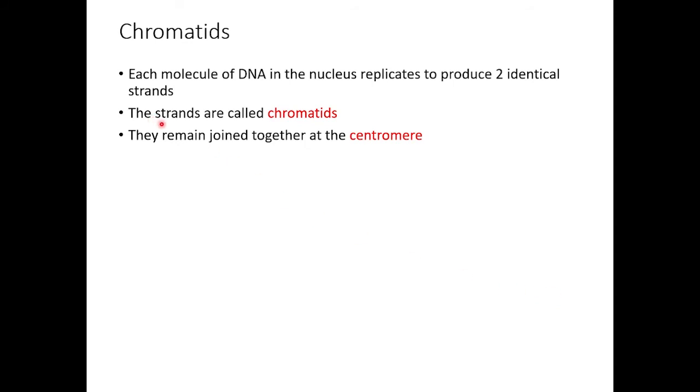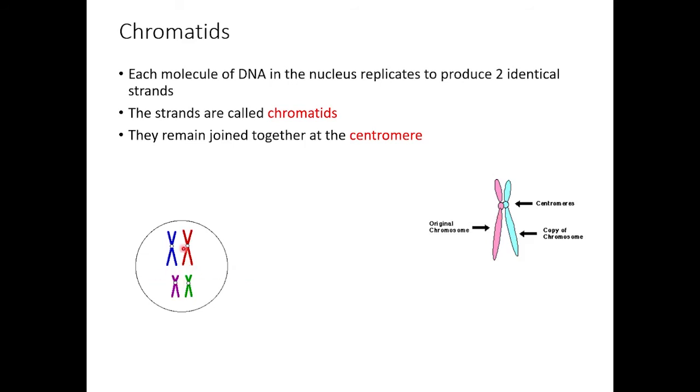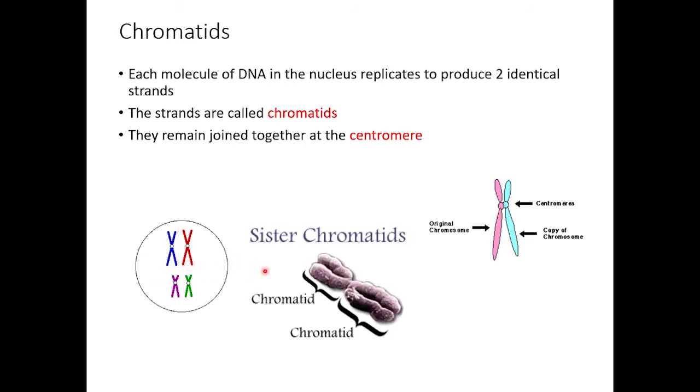Each molecule of DNA in the nucleus replicates to produce two identical strands. The strands are called chromatids. They remain joined together at the centromere. This is a chromatid. This is the original chromosome, and this is the copy of the chromosome. When they split, this one will be one and this one will be one. These are sister chromatids, right here.